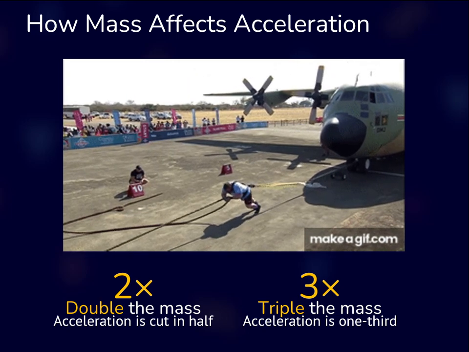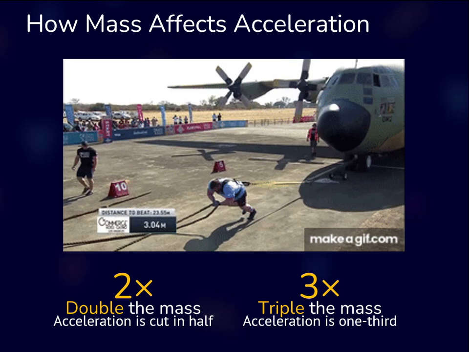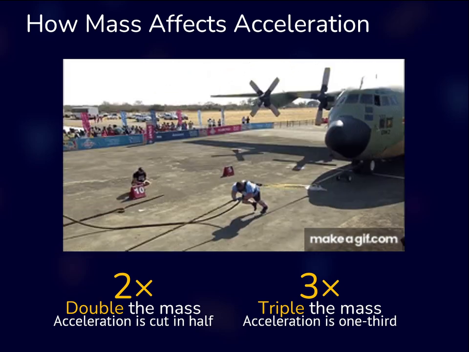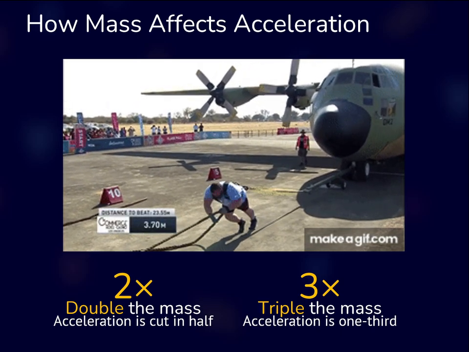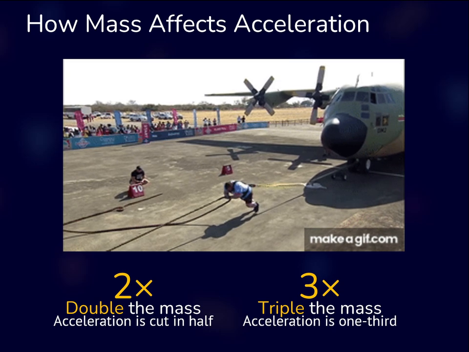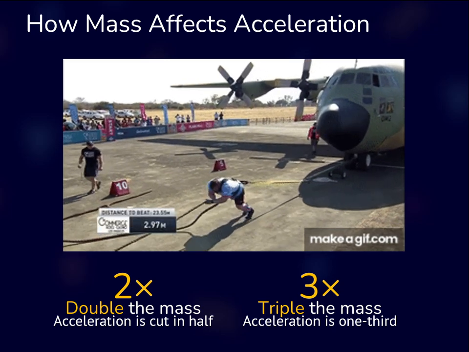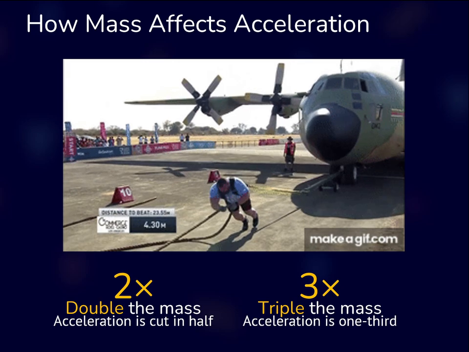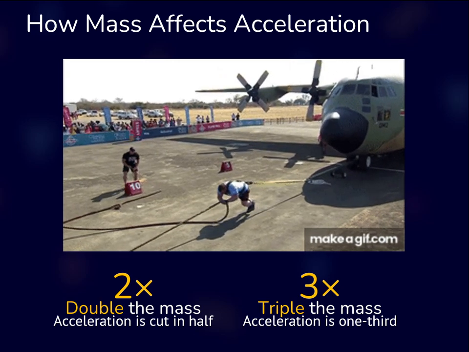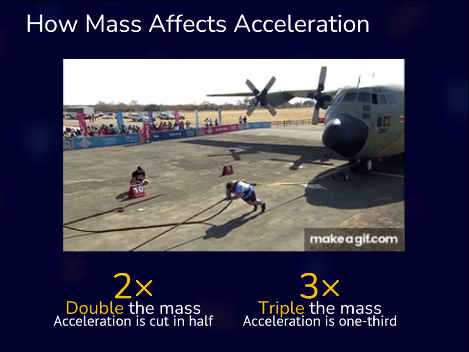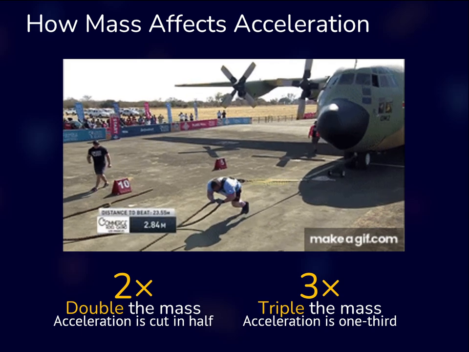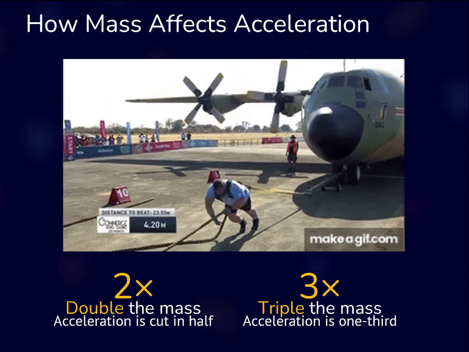This idea shows us that acceleration is inversely proportional to mass. So that means if you double the mass, you halve the acceleration. If you triple the mass, you get one third the acceleration. That's why the strong man can pull a plane and still have it barely move. This plane's huge mass resists acceleration, even with the tremendous force of the athlete.